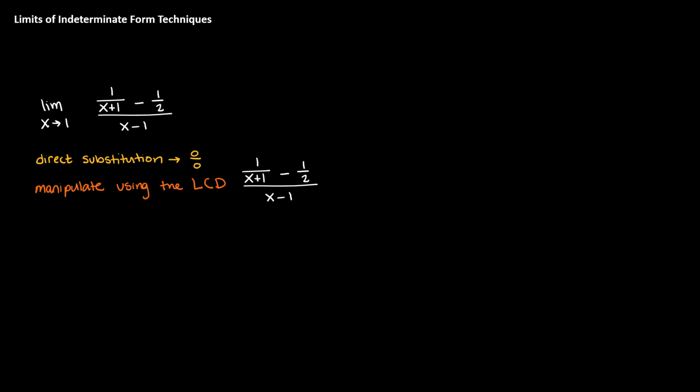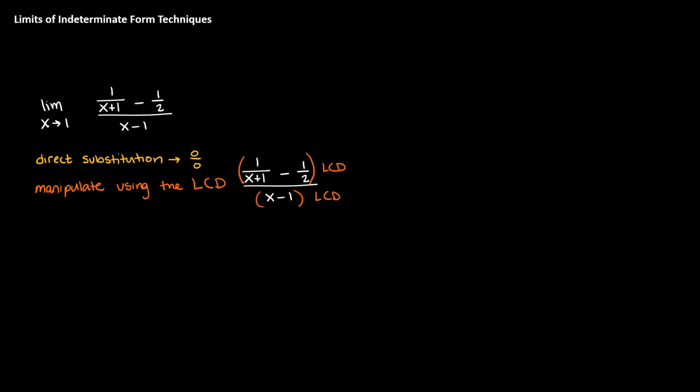The best way to do this is to find the least common denominator out of all of the terms in my rational function. Really, I just have two denominators. That's the x plus 1 and the 2 that appear in the numerator. My LCD is going to be the combination of those two factors.